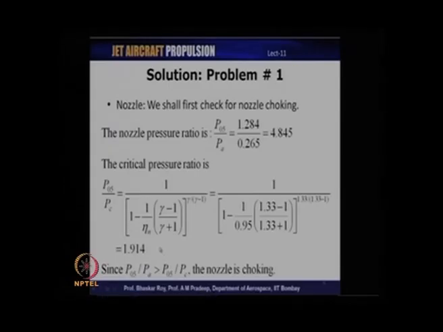So here we have now two pressure ratios. One is the actual nozzle pressure ratio, which is 4.845, and the critical pressure ratio, which we have calculated as 1.914. So what we see here is that the nozzle pressure ratio is greater than the critical pressure ratio. And what does that mean? That is, nozzle pressure ratio being greater than the critical pressure ratio means that the nozzle is choking.